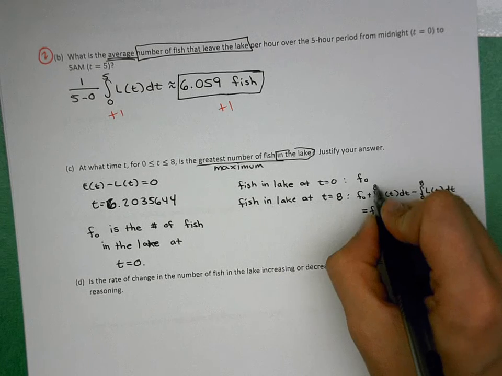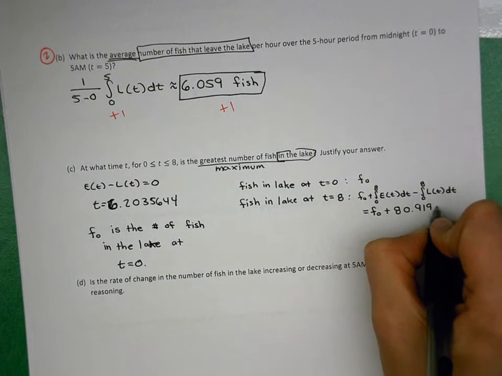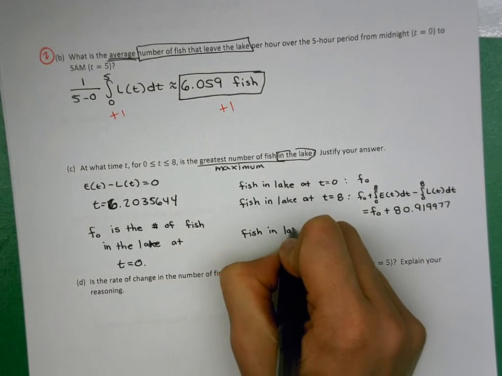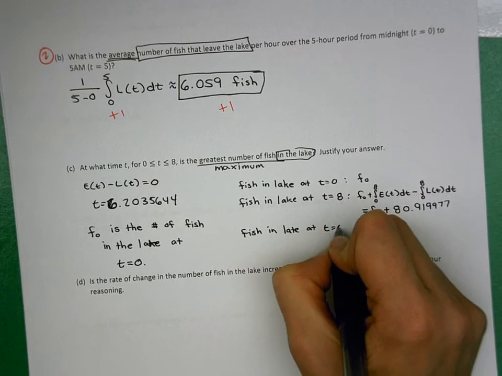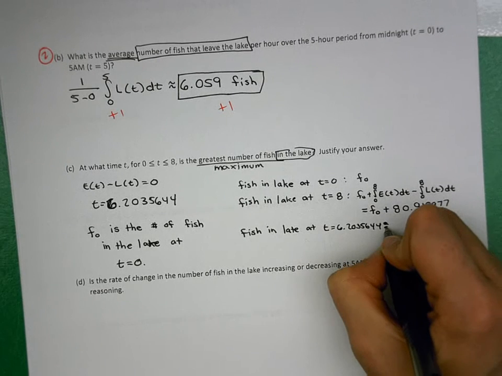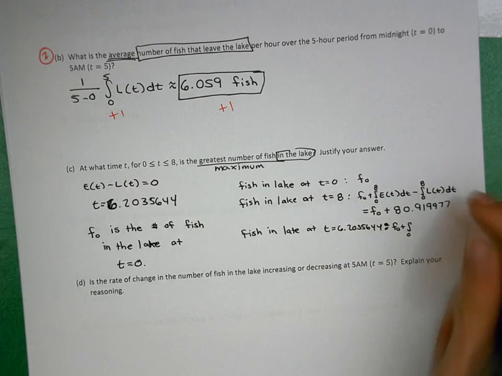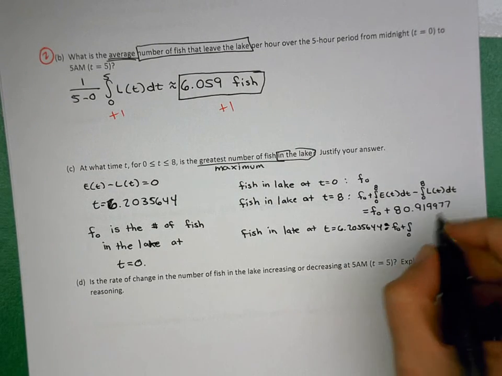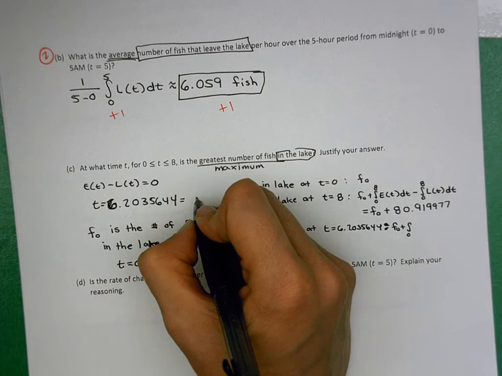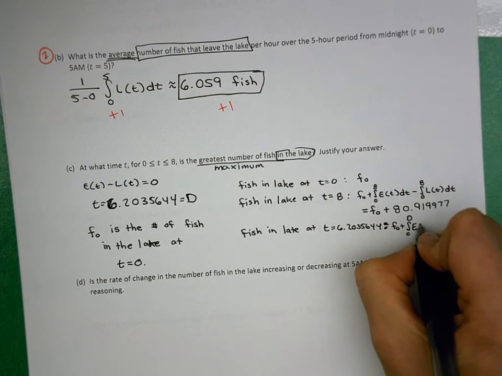your integral from 0 to 8 of E of t dt minus the integral from 0 to 8 of L of t dt, you should get about 80.919977. And then the fish in lake at t equals 6.2035644, you would do all of the same thing. Your F naught plus the integral from 0 to, I don't want to keep writing that number over and over again. So I'm going to call this, what letter have I not used yet? I have not used D. So this is now D. So I don't have to keep writing that whole long number over and over.